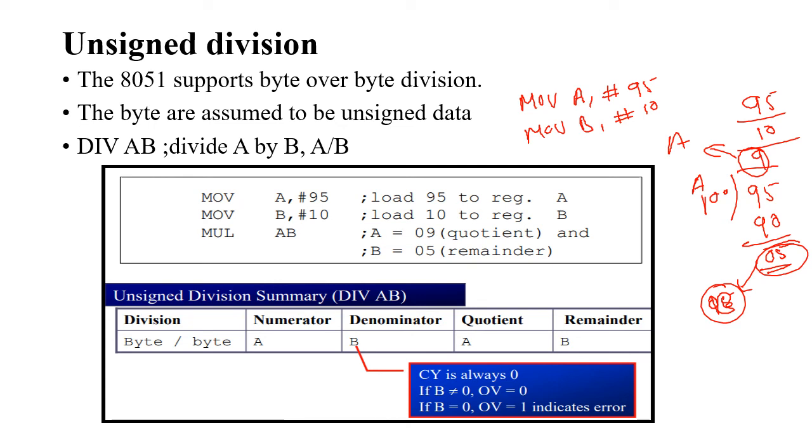Same as multiplication, 8051 supports only byte by byte division. Means the maximum size of data that you can divide is an 8-bit number. Even in case of multiplication, you can multiply two 8-bit numbers. You cannot multiply a 16-bit number using the 8051 instruction set. The 8051 instruction set supports only 8-bit multiplication and 8-bit division.